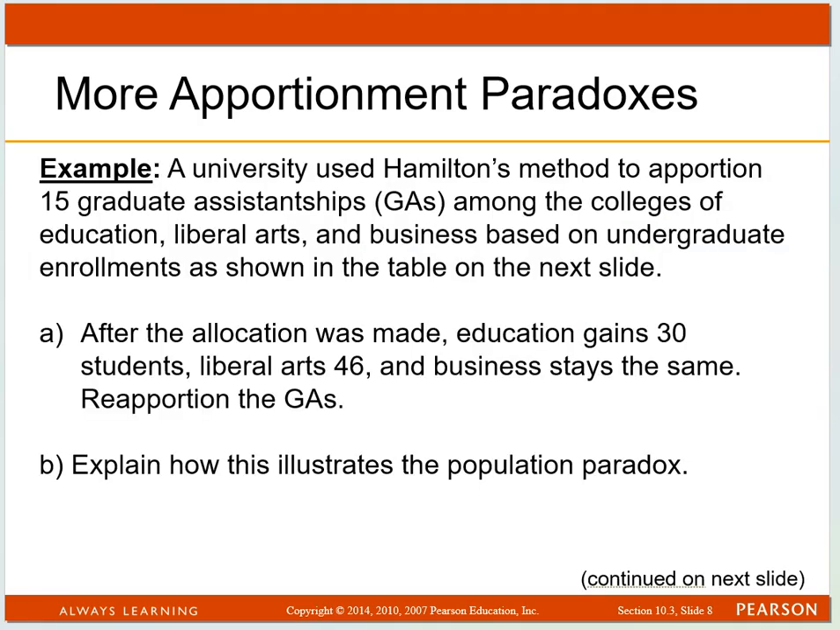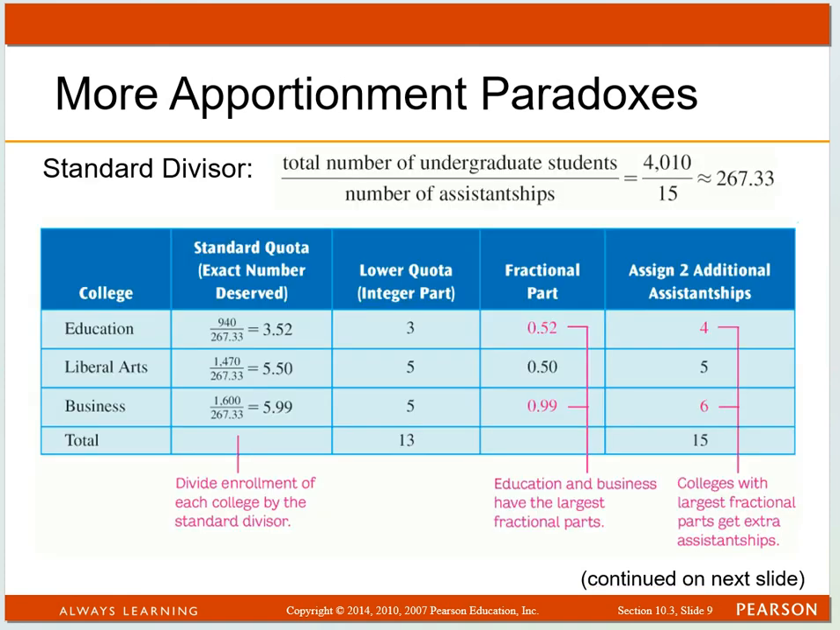All right, a university used Hamilton's method to apportion 15 graduate assistantships among the colleges of education, liberal arts, and business based on undergraduate enrollments as shown in the table on the next slide. So, okay, part A. After the allocation was made, the education department gained 30 new students. Liberal arts gained 46, but business stayed the same. They want you to reapportion the graduate assistants. And then after you do that, explain how this illustrates the population paradox. All right, so here's a chart. And again, they were using Hamilton.